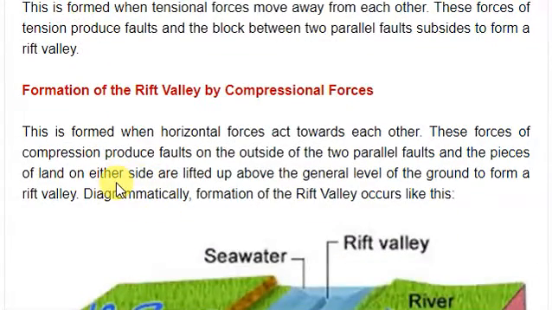And by compression, this is formed when horizontal forces act towards each other. These forces of compression produce faults on the outside of the parallel faults, and the pieces of the land on either side are lifted upward above the general level of the ground to form Rift Valley. Diagrammatically, formation of Rift Valley occurs like this.